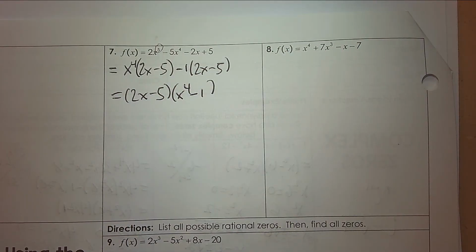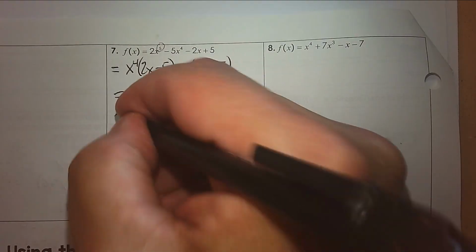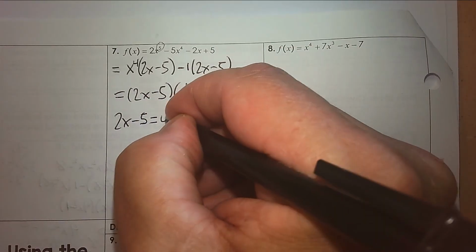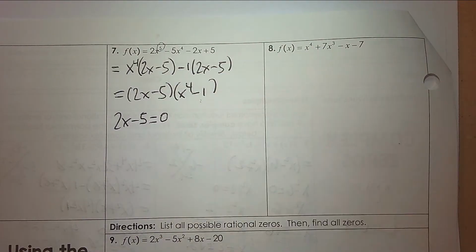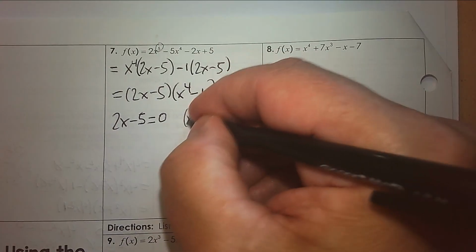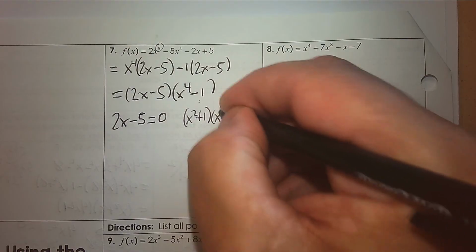Clarissa's going to take over. So at this point, what would you do next? You set it equal to 0. So we have 2x subtract 5 equal to 0. Now, for this one, it's okay to make it equal to 0, but I'm actually going to factor it further, Clarissa, and then make it equal to 0. How do I factor x to the 4th subtract 1? X squared plus 1 and x squared subtract 1.